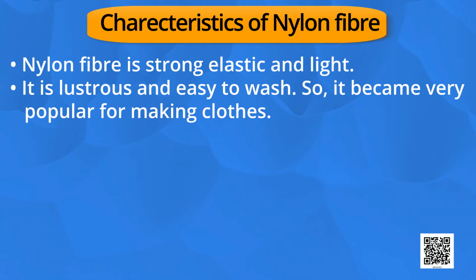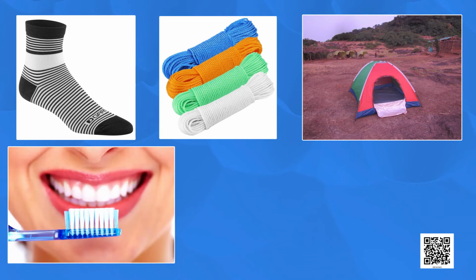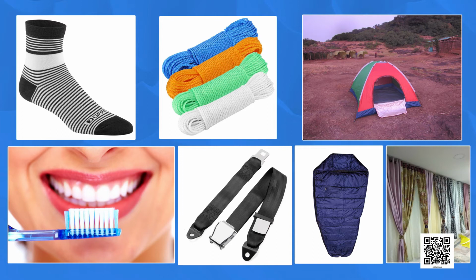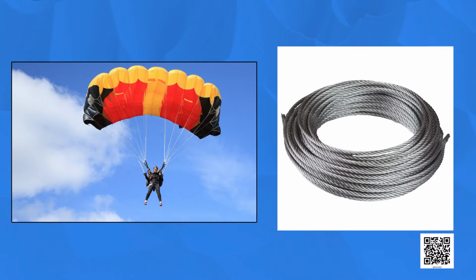Nylon is used for making socks, ropes, tents, toothbrushes, car seat belts, sleeping bags and curtains, etc. It is also used for making parachutes and ropes for rock climbing. Due to its strength, a nylon thread is stronger than a steel wire.